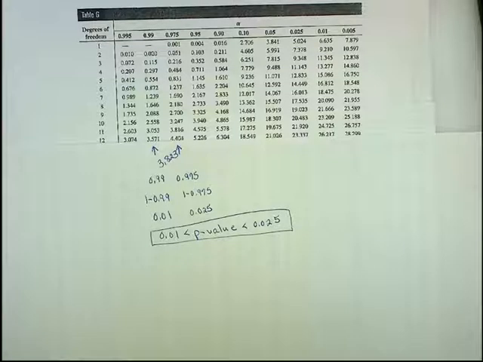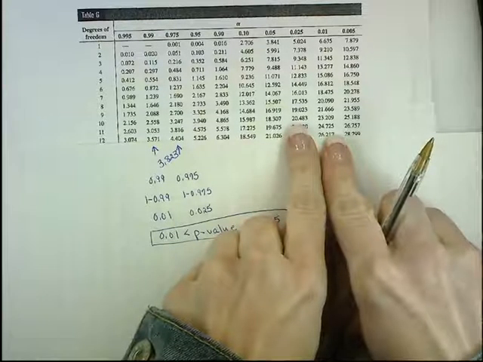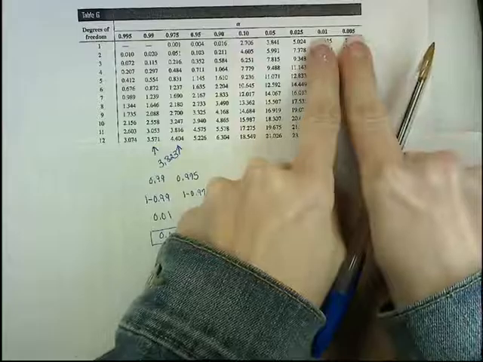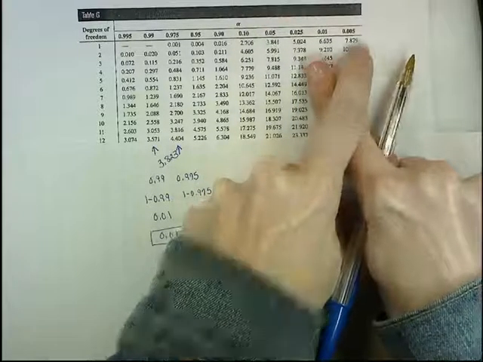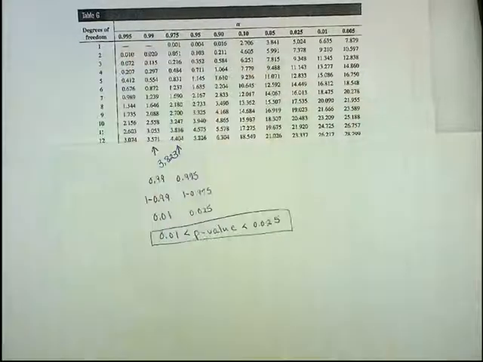0.01 to 0.025. Do not switch those around. Again, if you're on the right side of the table, like we were just a few moments ago, we did switch our fingers around for that right-tailed chi-square test. But on the left side of the table, we subtract each from 1.